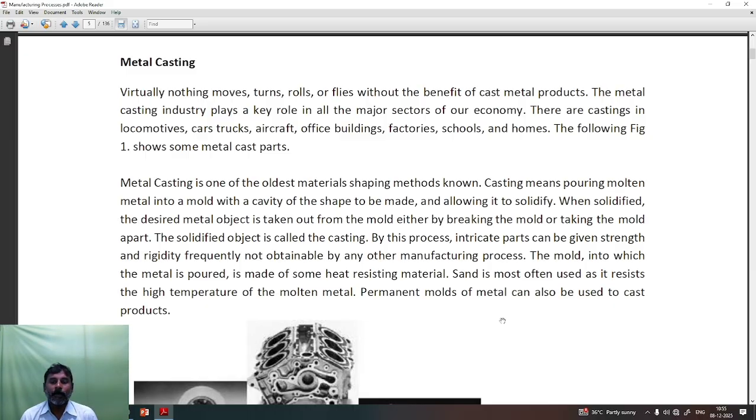The mold into which the metal is poured is made of some heat resisting material. Sand is most often used as it resists the high temperature of the molten metal. Permanent molds of metal can also be used to cast products.